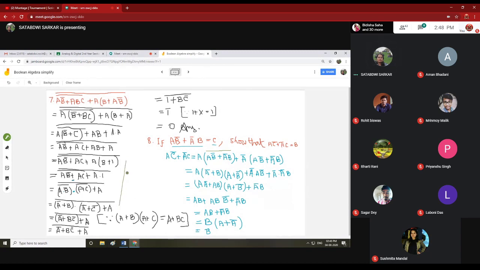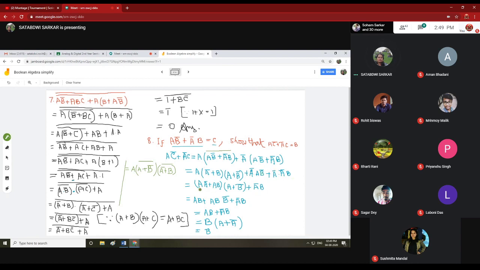let me do it once more. A into, if we complement this, then it would be A plus B bar whole complement, multiplied with A plus B, A bar B complement, and this is also A bar dot A B bar.